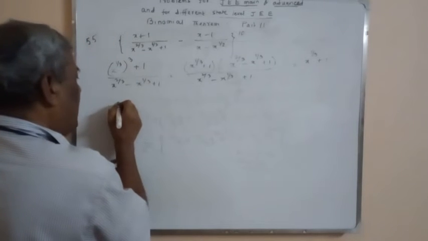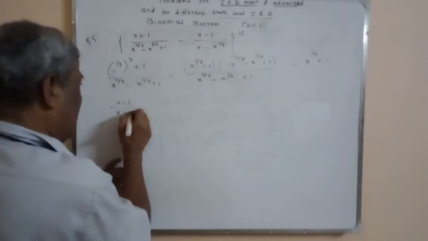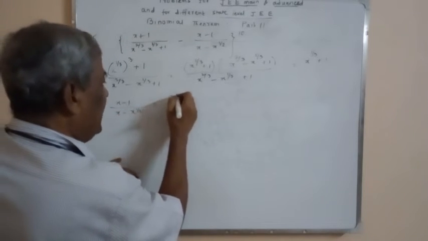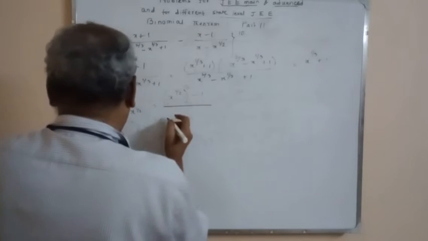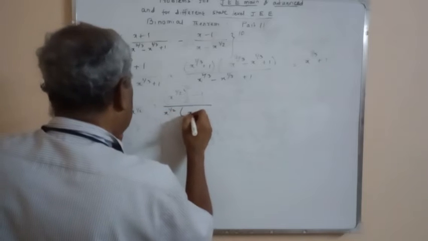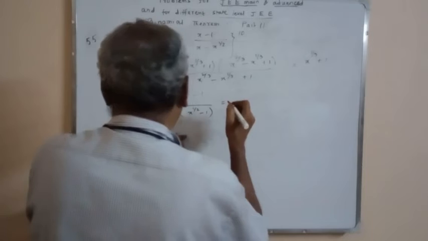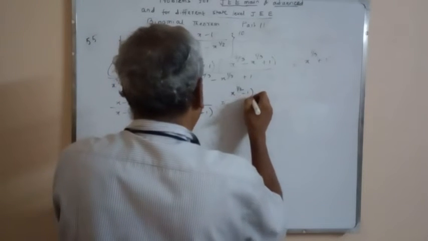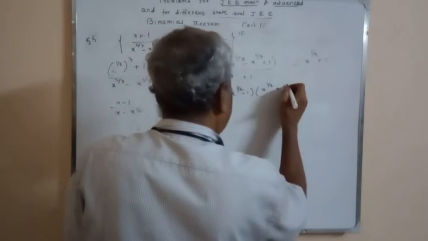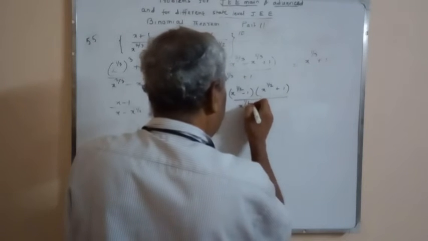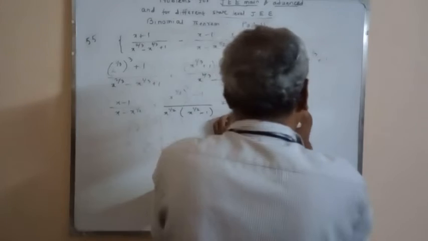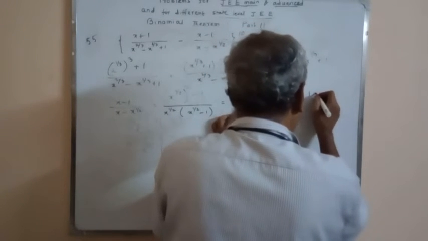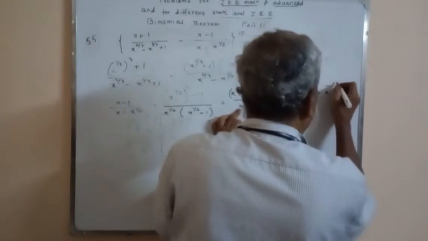The second one, it is x minus 1 by x minus x to the power half. It is equal to x to the power half whole square minus 1, by x to the power half, taking common x to the power half minus 1. So it is equal to x to the power half minus 1 into x to the power half plus 1, by x to the power half into x to the power half minus 1. Clearly, this factor cancels with that factor, and the thing left is this by that, that is 1 plus 1 by that, that is x to the power minus half.